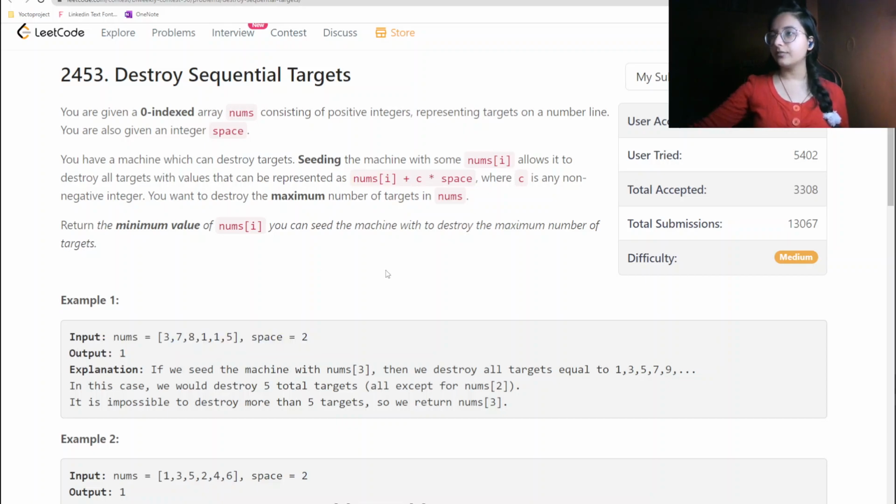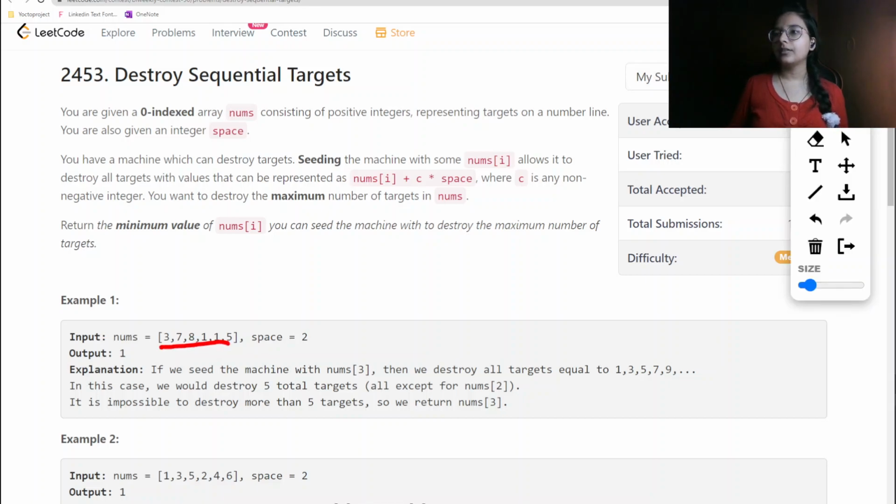So now let me first try running with an example, and then you will be able to figure out what exactly this question wants to say. Yeah, so here you can see this nums is given to us. Let us choose nums as this one, that is 3. Space is given as 2, right? Now according to this formula, 3 plus, let us first put c as 0. So space into 0 would be 0, right? So what is that element? That is 3. So our 3 would be destroyed from this place.